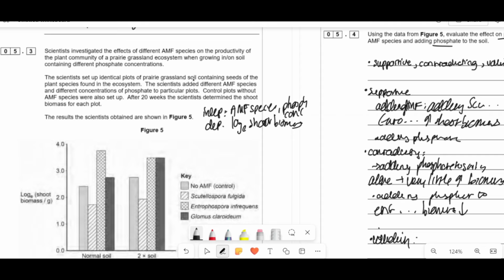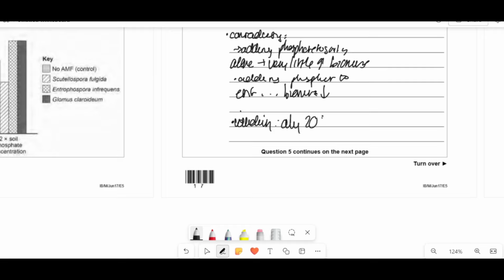But then if we look at the soils that have different phosphate concentrations, fine, whatever. The scientists, what else did they do? The control plots were done. After 20 weeks, the scientists determined the shoot biomass for each plot. So already one thing is that it's only been 20 weeks. We don't know if beyond that 20-week mark it could actually go even higher. Maybe they measured it too early. So don't know if measured too early.